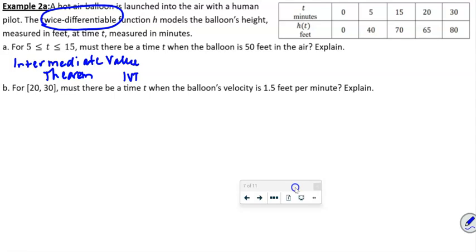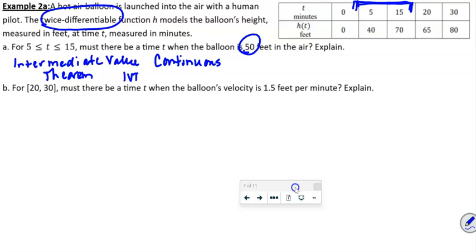So for this part of the question, when it's asking us, must there be a time t when the balloon is 50 feet in the air? First of all, to be able to answer this question, the graph must be continuous. And we know it's continuous because it's twice differentiable, okay? Then it's asking us for the values of t between 5 and 15. Those are our values. And it says, will the balloon ever be at 50 feet?